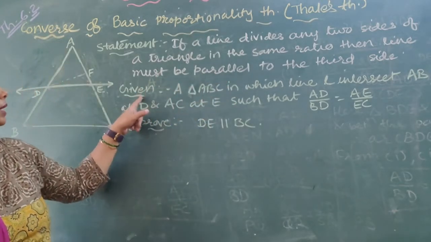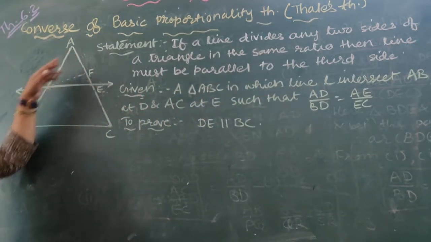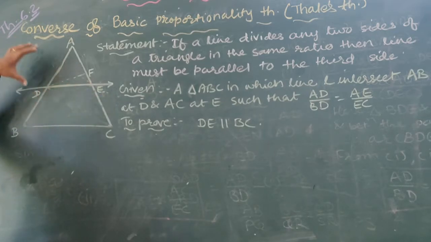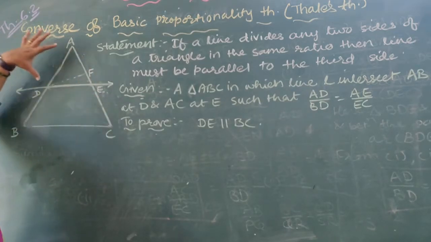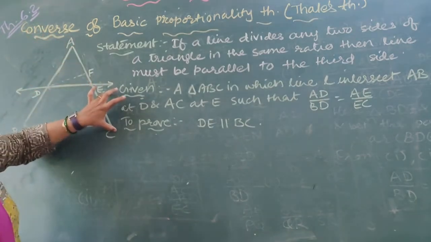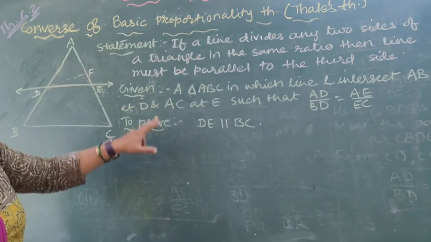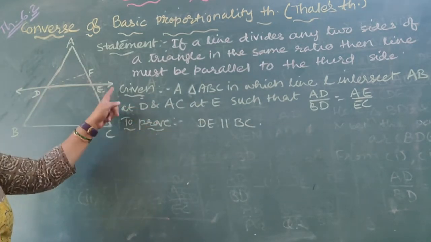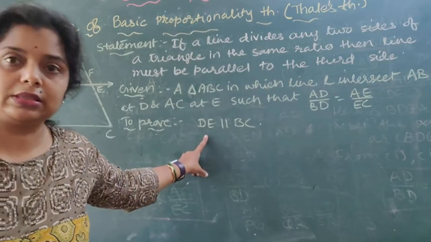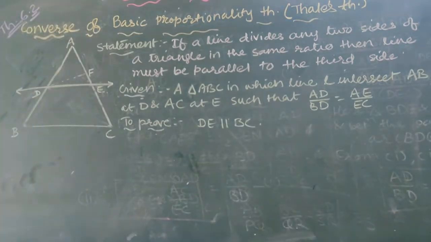And here I draw the diagram. DE is a line which divides the two sides into the same ratio. It means AD by BD is equal to AE by EC. Okay, so this is the given. And what we have to prove? We have to prove that DE is parallel to BC. Now let's see the steps.